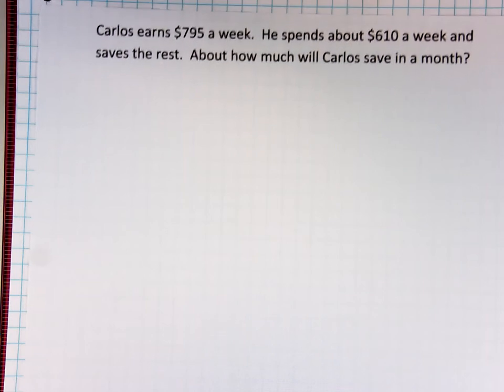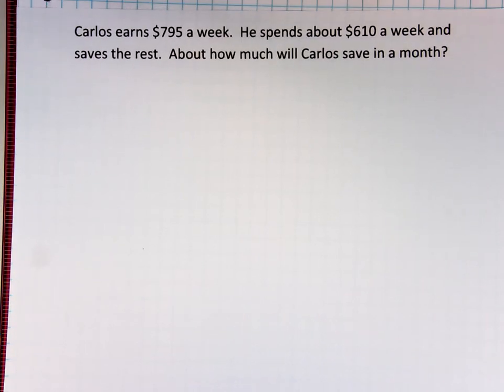Carlos earns $795 a week. He spends about $610 a week and he saves the rest. About how much will Carlos save in a month?